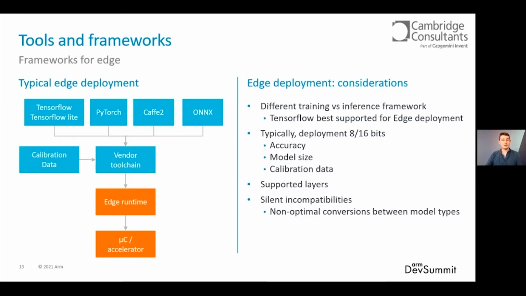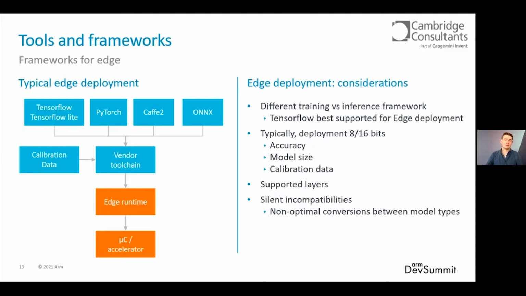Typically, deployment uses a reduced bit depth model, often 8 or 16 bits, but sometimes as low as 4, 2, or even 1 bit. When compared to the original Float32 model, this has implications for model accuracy that must be verified. Furthermore, a deployment that quantizes the model uses a calibration data set to determine how to scale each layer. This must be fed into the vendor toolchain alongside the model.